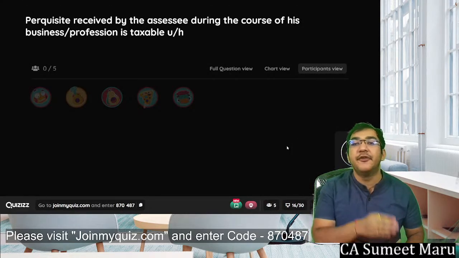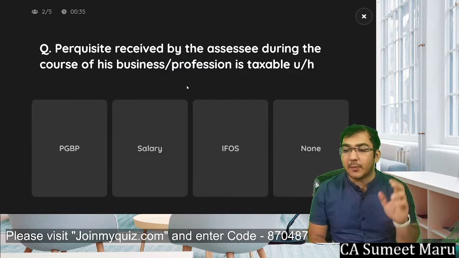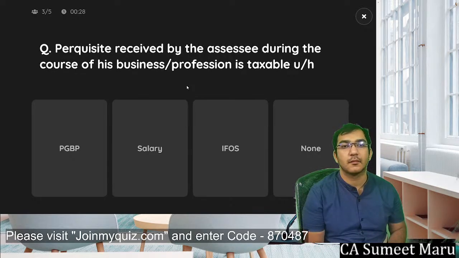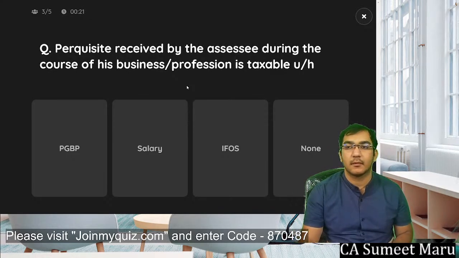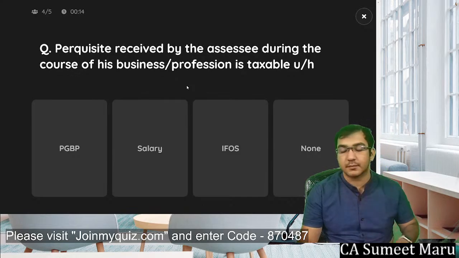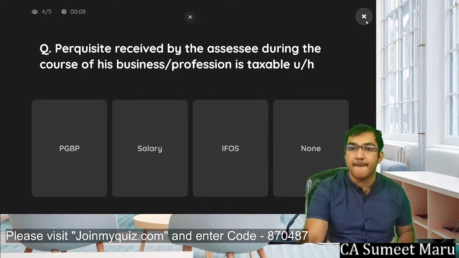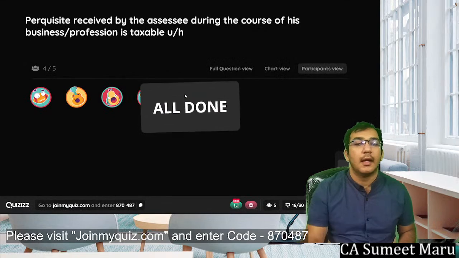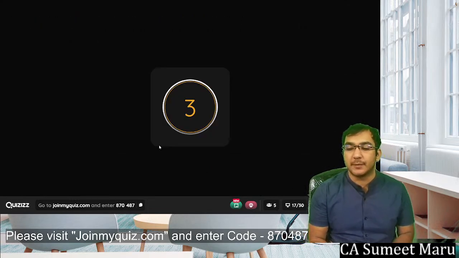Perquisite received by the SSC during the course of his business or profession is taxable under the head dash dash. So during the course of business or profession, if you receive any perquisite, it is taxable under the head of PGBP. Very good. Next question, question number 17.